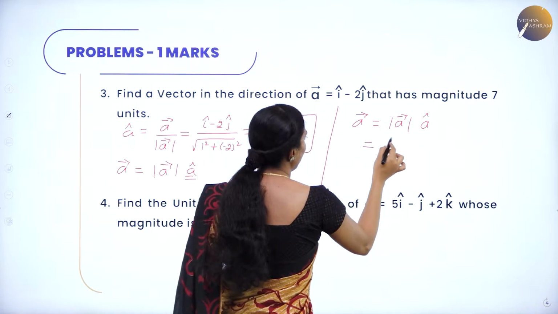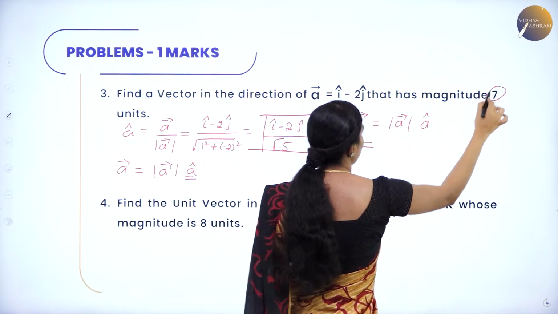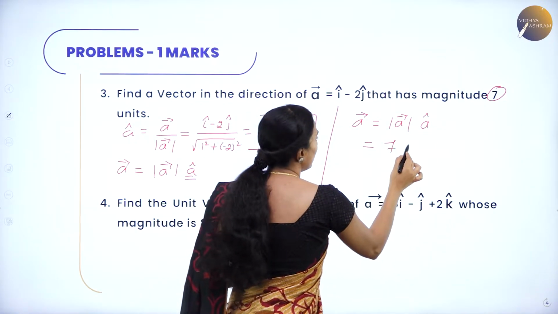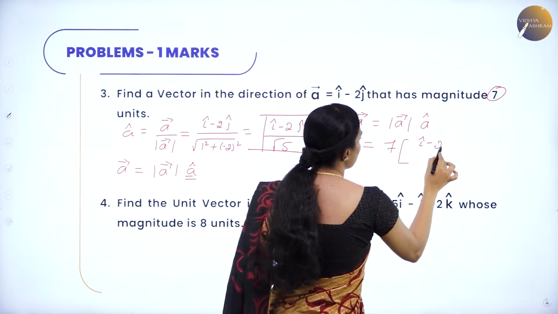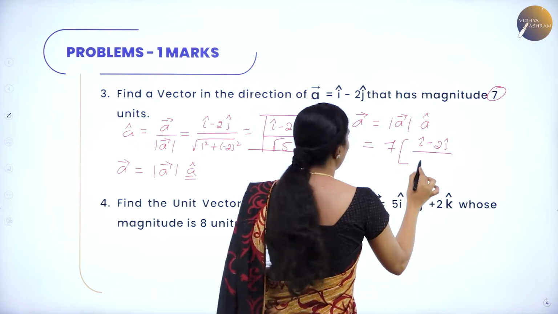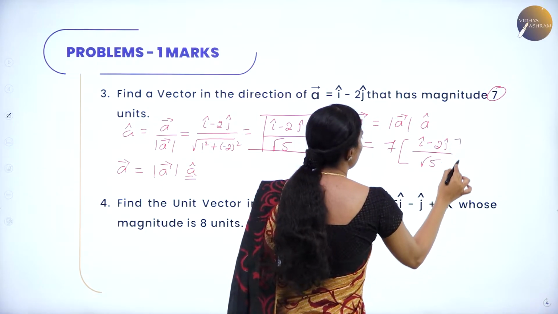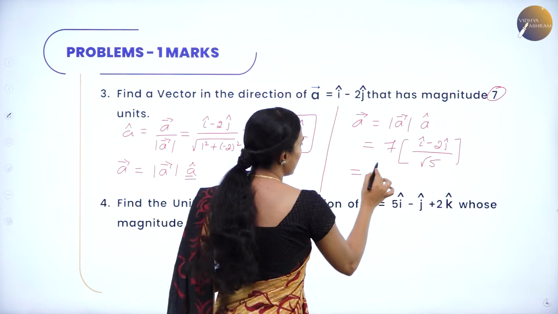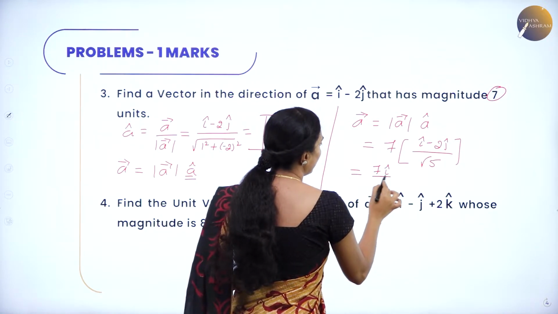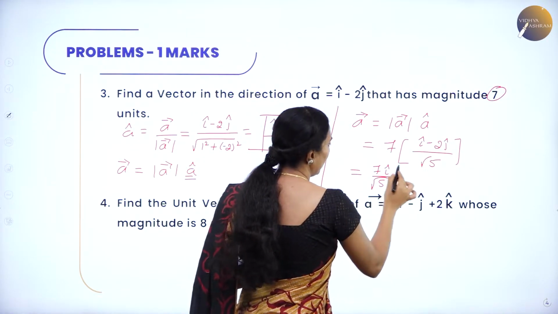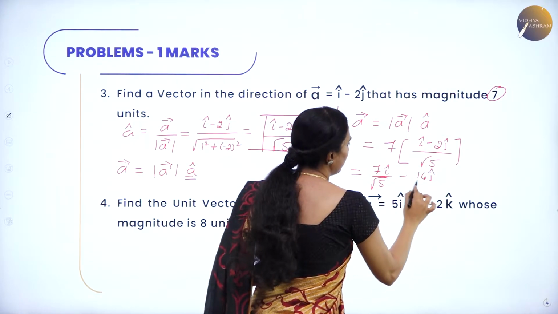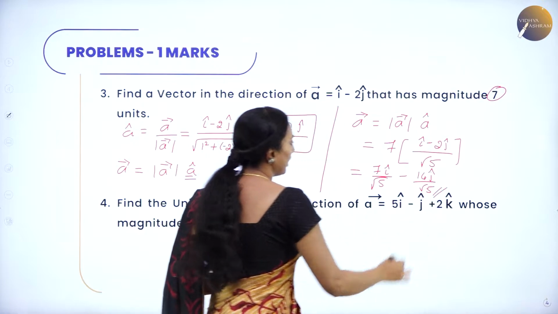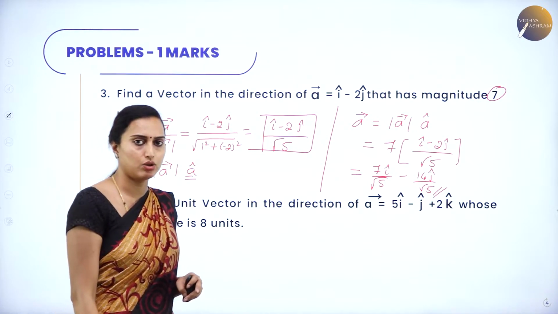So the magnitude of the vector is already given as 7 units. So 7 into a cap, which is nothing but (i cap minus 2j cap) divided by root 5. Otherwise, you can write it by multiplication: 7i cap divided by root 5, and then minus 7 2s are 14j cap divided by root 5, and this is your final answer. You are going to get it, okay.